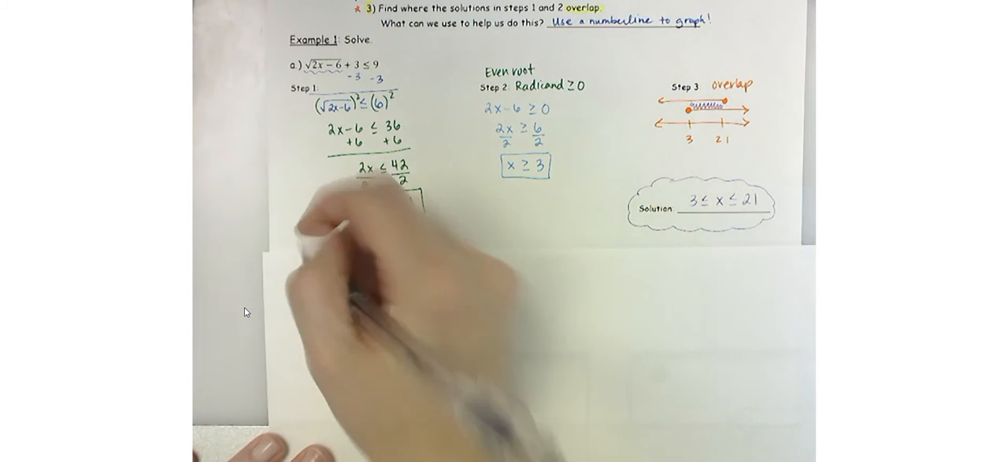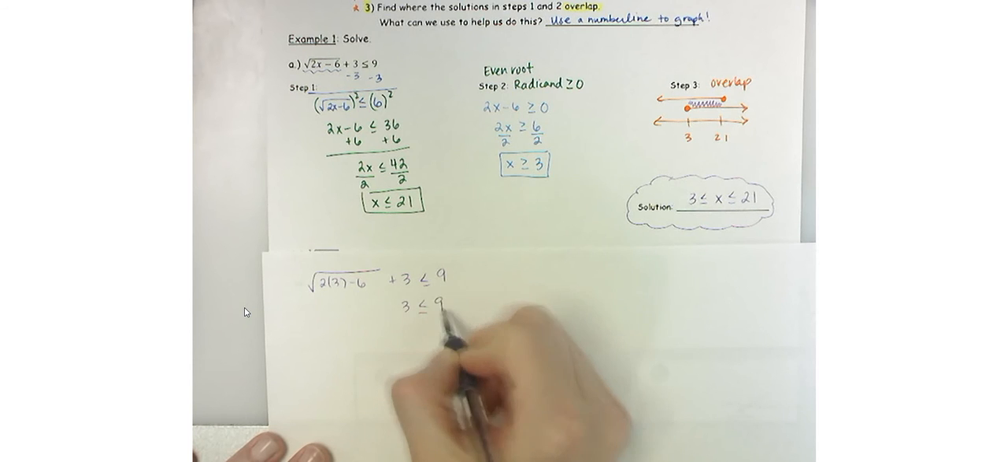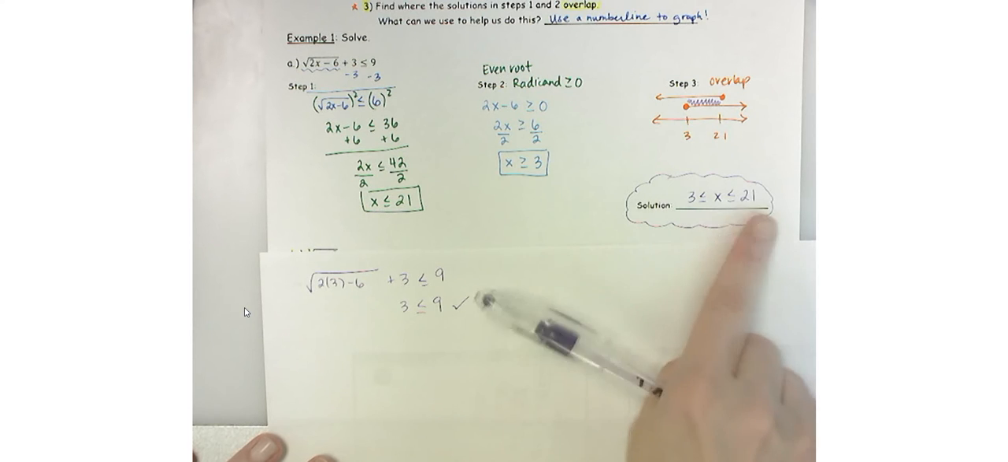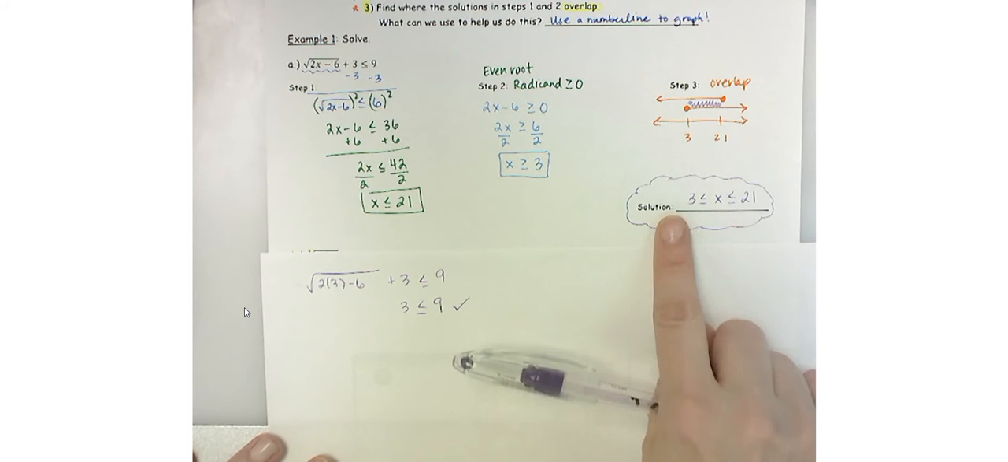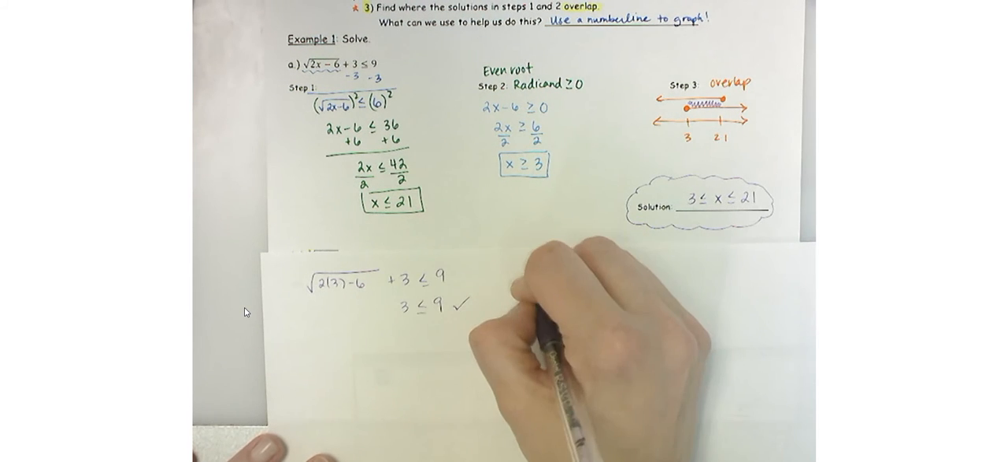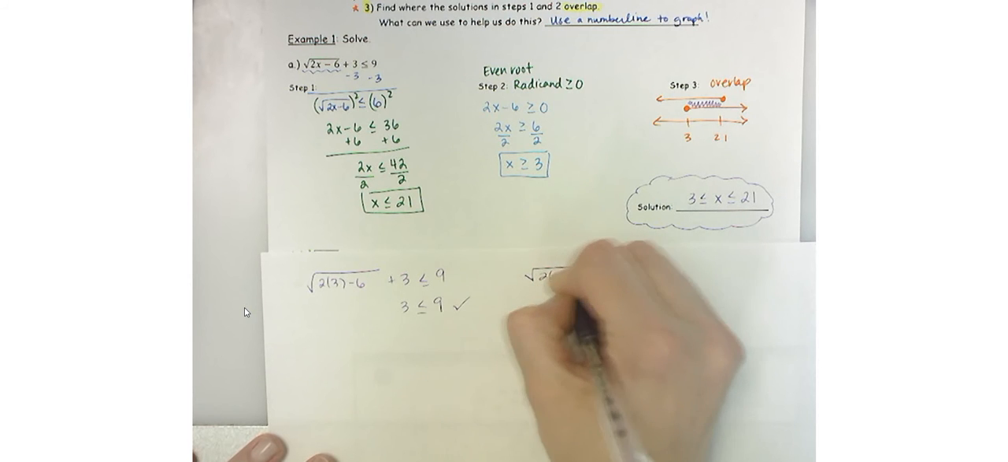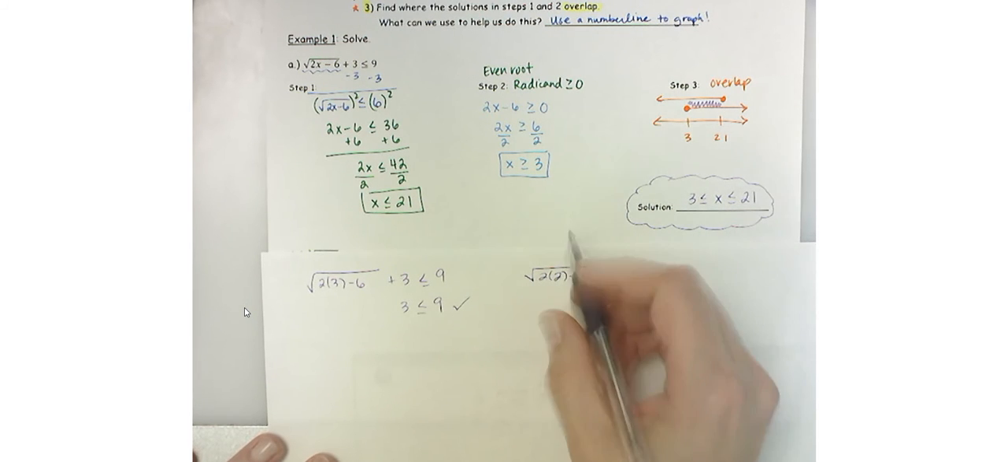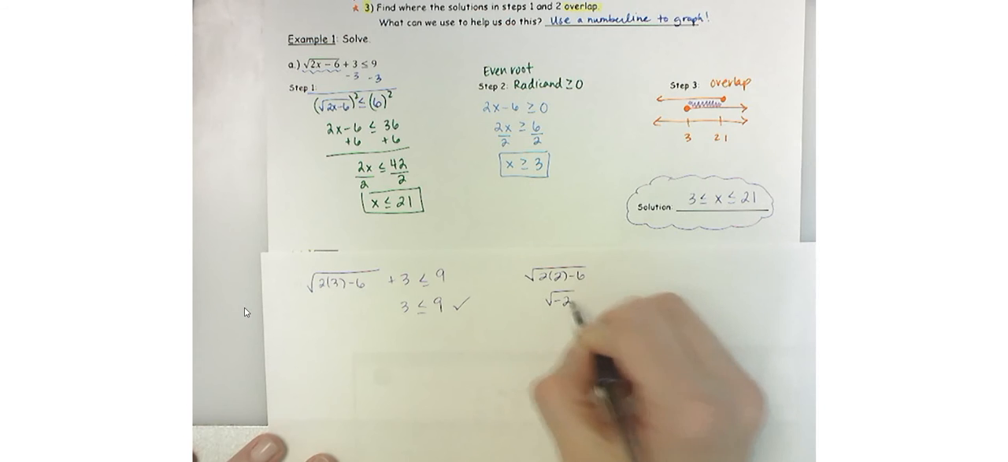Is that true? Yep. If I plugged in something that was outside of this, let's say I plugged in 2, then what should happen? That should be false. Okay, so 2 minus 2 is 4. 4 minus 6 is the square root of negative 2. That would be imaginary. Okay, so then that would be false. Okay, that's how you can check to make sure this is true.